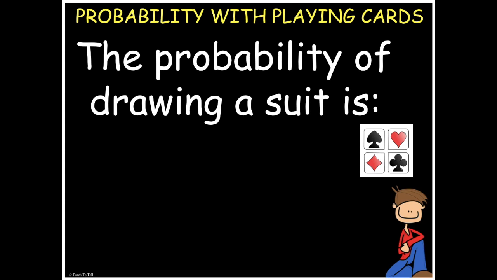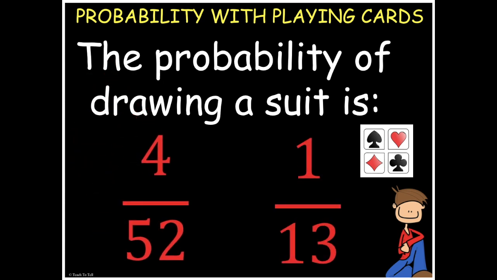The probability of drawing a suit. So you have a 4 out of 52 chance, simplified to 1 out of 13.